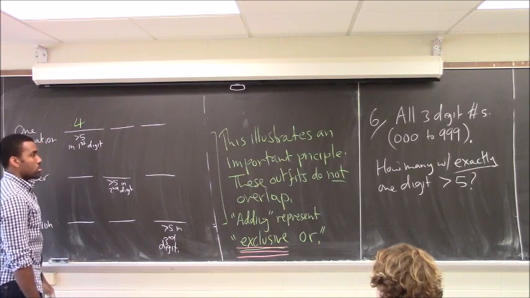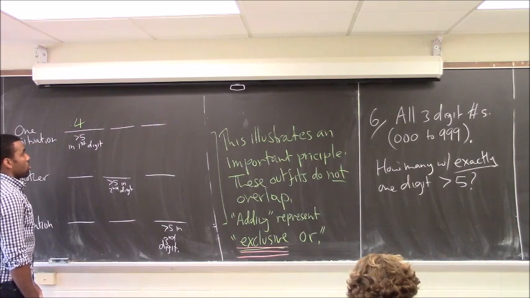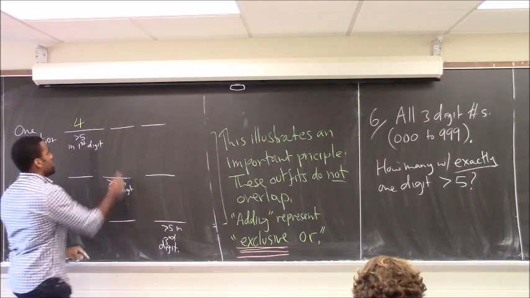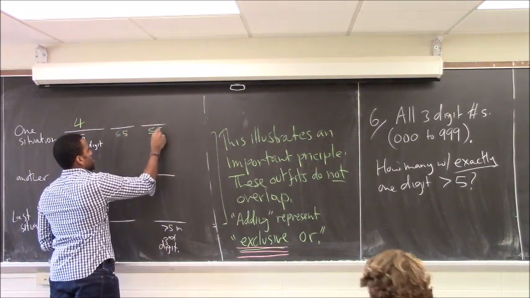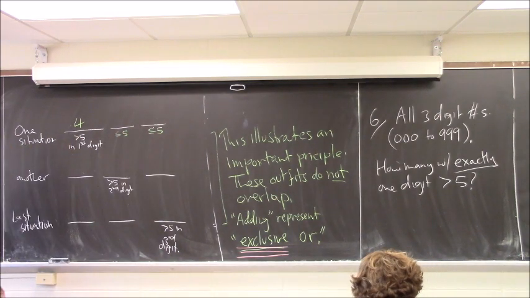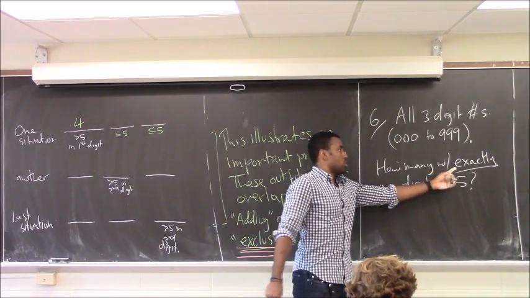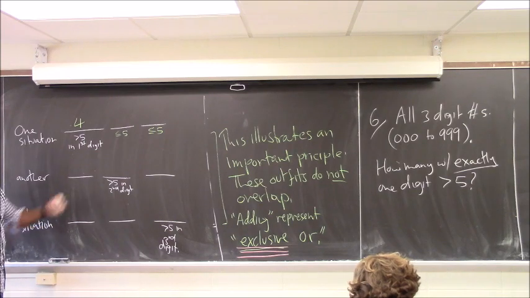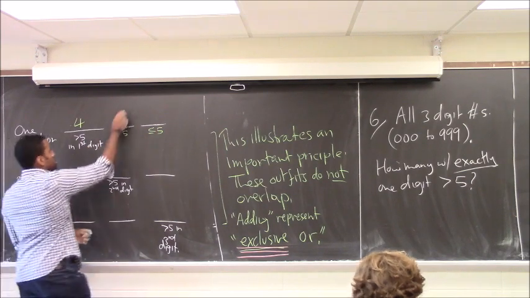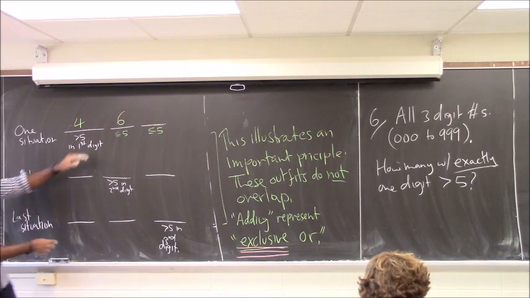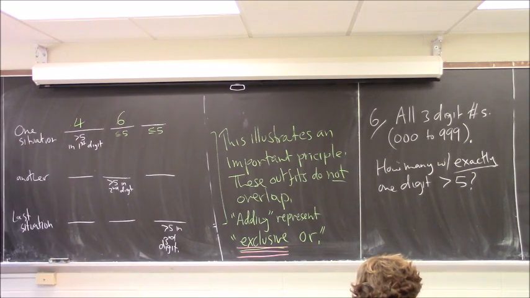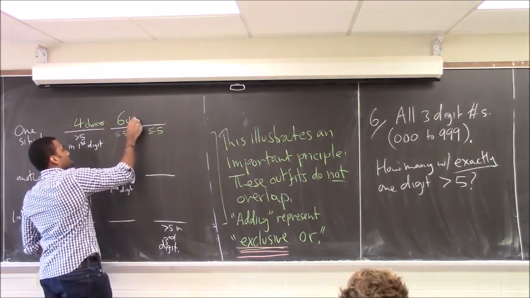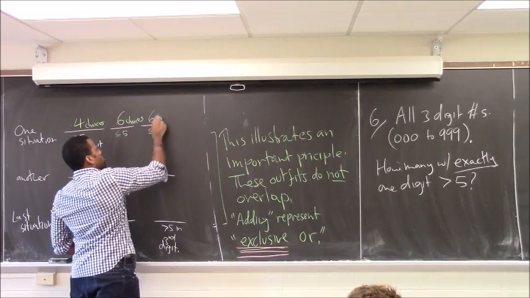Now, we only want 1 digit greater than 5, which means all the others must be less than or equal to 5. Yeah, it says exactly 1 digit. So you don't want any other digit to be greater than 5. So how many ways can we be less than or equal to 5? That's going to be 6: 0, 1, 2, 3, 4, 5. So that's 6 choices. And I'm not counting the digits here, I'm counting the choices. And then here there would also be 6 choices.